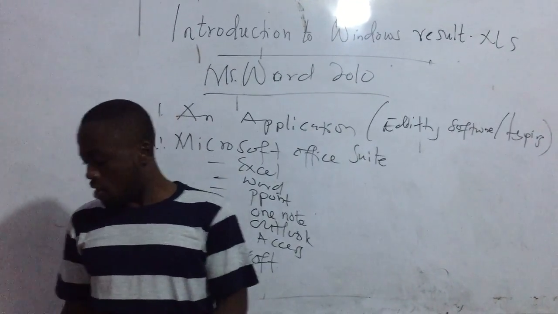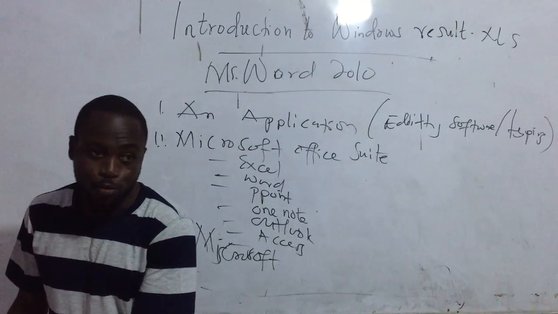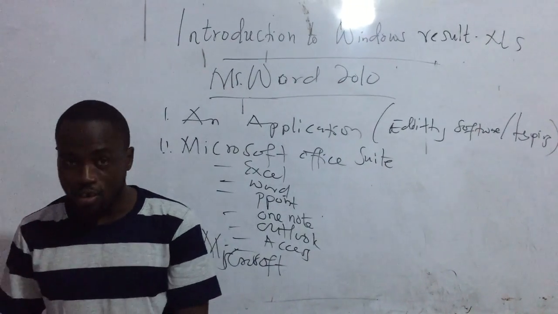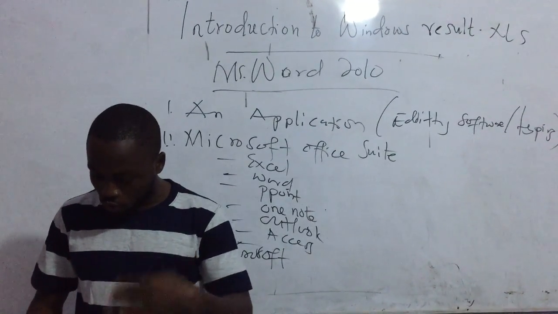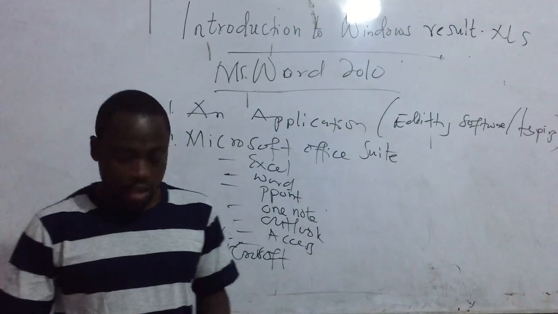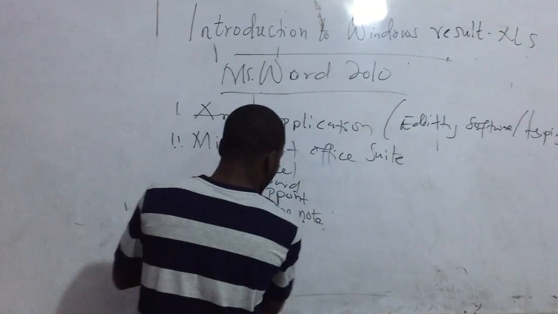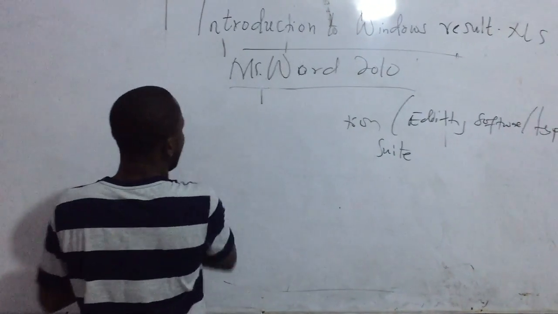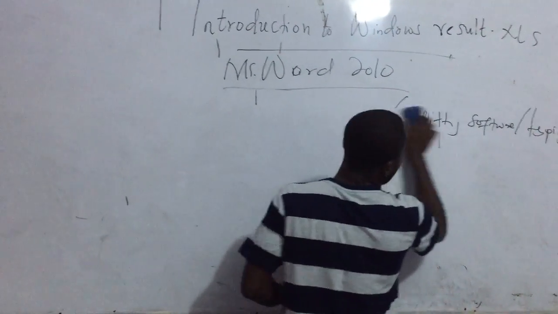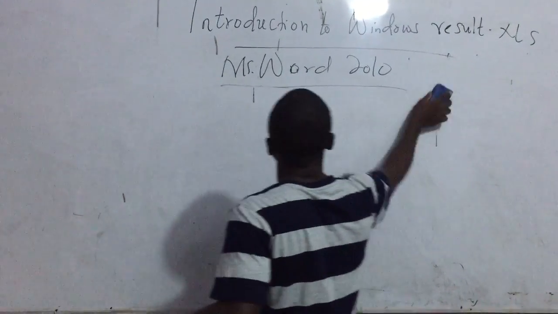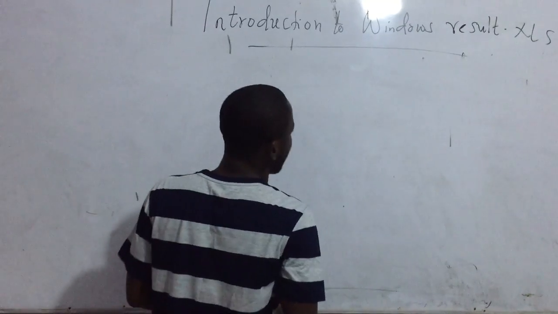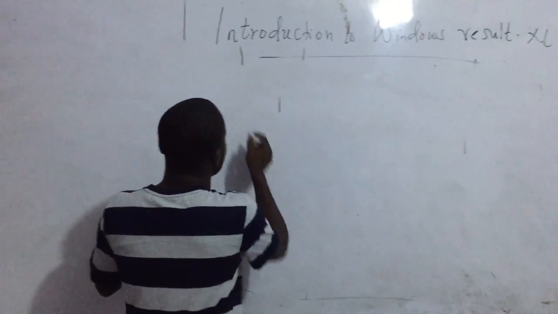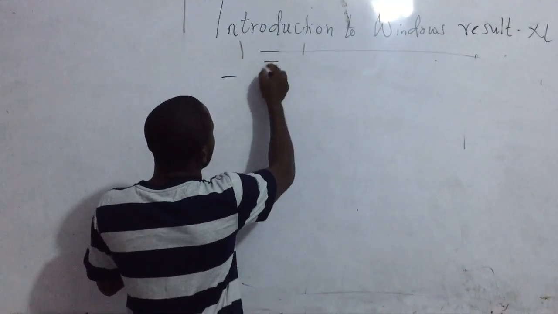Then let's look at a simple overview. Since this is a video lecture, I don't want to make it very long so that you don't waste a lot of data. So I'll be cutting it into short modules. Let's look at the components or features of Microsoft Word.